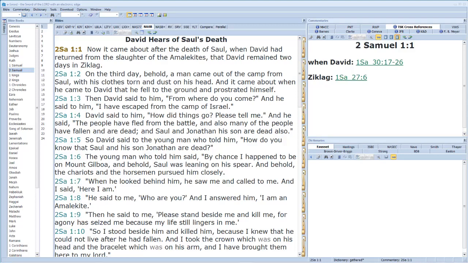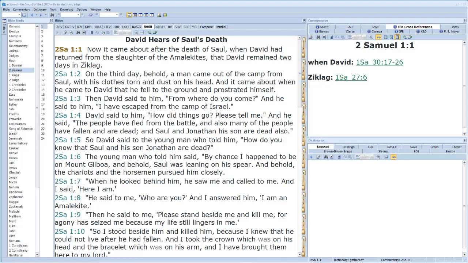And he says he's there on Mount Gilboa, and behold, Saul was leaning on his spear. And so it's interesting that Saul was leaning on his spear, because what that implies is that he was wounded. That's when you lean on your spear. You use it as a crutch if you happen to be wounded. And so he would lean on his spear. And so the implication is that Saul had been wounded. And he says, and behold, the chariots and the horsemen pursued him closely.